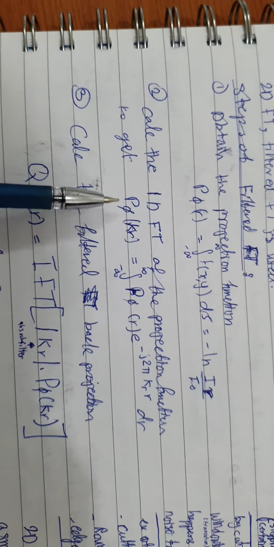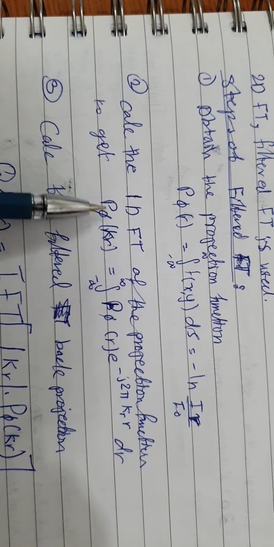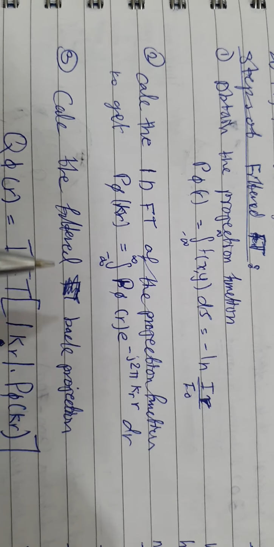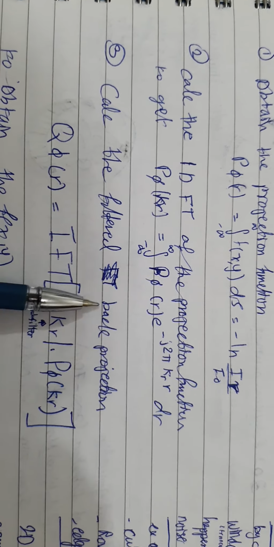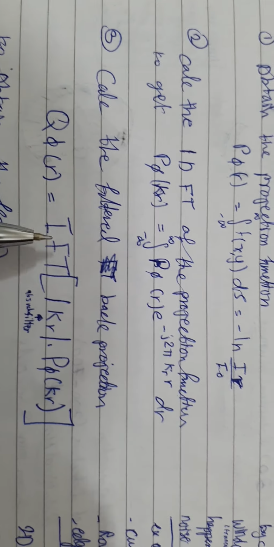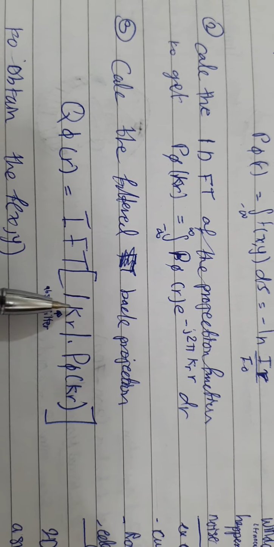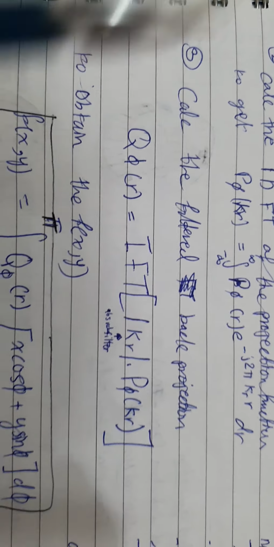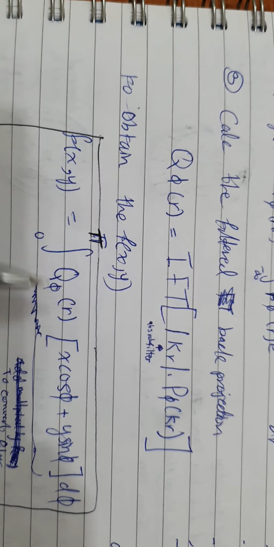Then we calculate the 1D Fourier transform of the projection function to get this P phi of k r, which is equal to this formula here. Then, finally, the most important one is to calculate the filtered back projection, which is Q phi of r. What is this? This is the inverse Fourier transform of the absolute value filter k r times the projection method that you converted to the Fourier transform to finally obtain f of xy, which is filtered.